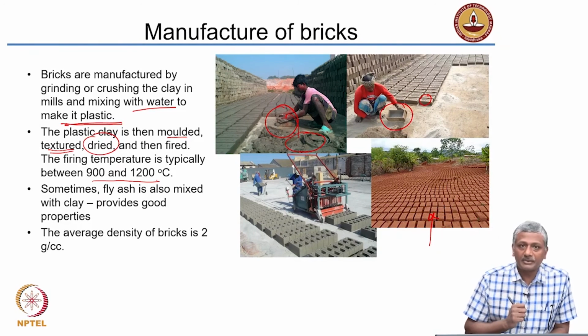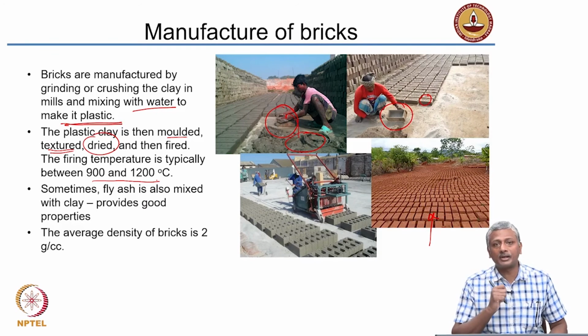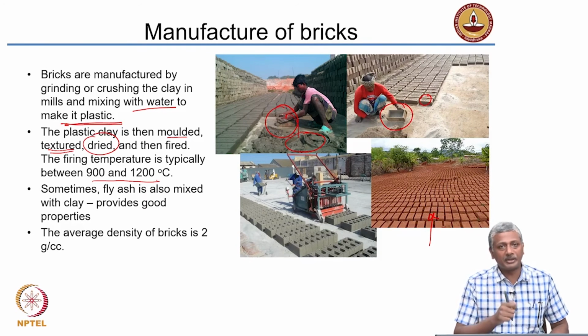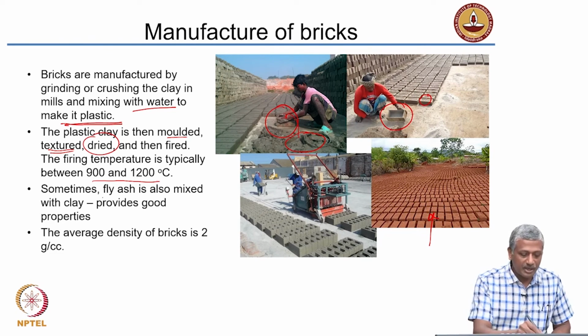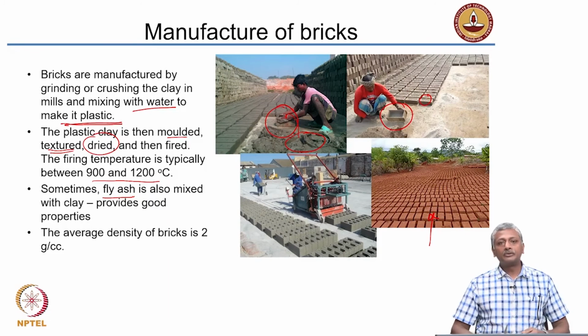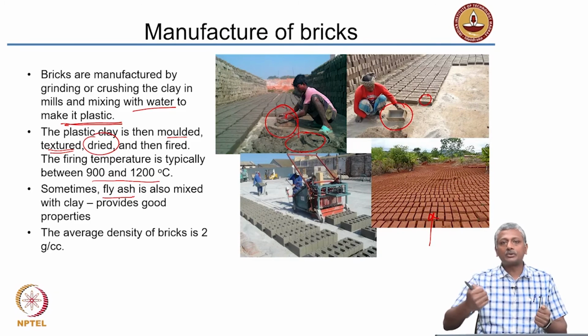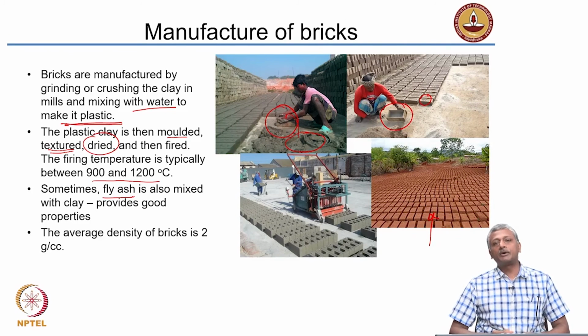Now, sometimes, as I said, you need to look for replacement materials because the topsoil is too valuable to lose for making bricks. So, a number of times you have fly ash as an additive that can be used to reduce the quantity of the clay that is required to make the brick. Now, what is fly ash? Fly ash is the ash that flies out when coal is burnt in thermal power plants.